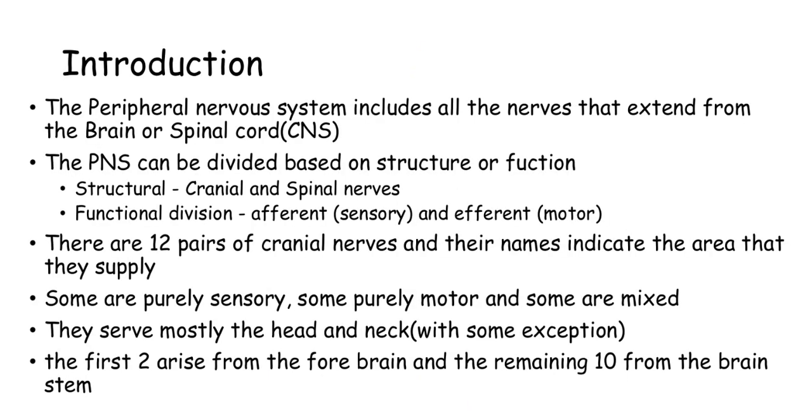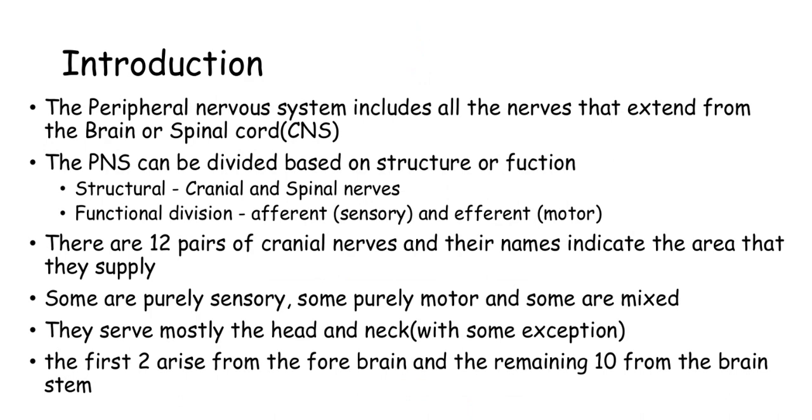Basically, the CNS is made up of the brain and the spinal cord, and then the nerves that extend from this brain and spinal cord are what you're calling the peripheral nervous system. So this includes the nerves, both from the cranial nerve aspect and also the spinal nerves. The nerves extending from the spinal cord, we're going to be calling spinal nerves, while those extending from the brain, we're calling cranial nerves.